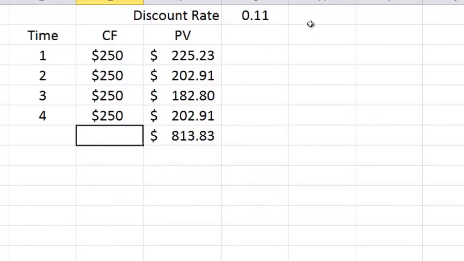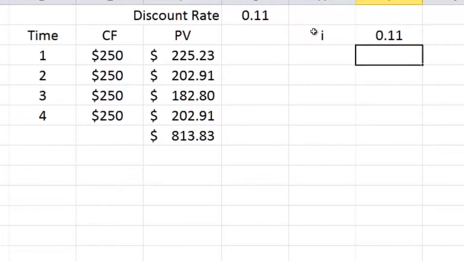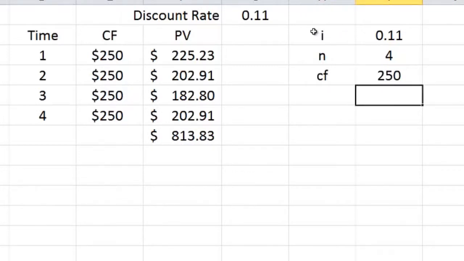This is our discount rate, I. So we'll just go ahead and set this up. I is equal to 0.11. N is the number of years, 4, that goes into the equation, and the cash flow is 250. That's received every period. So we're going to show that whether you do it this way, calculate every cash flow, or use this formula, you're going to get the same answer.